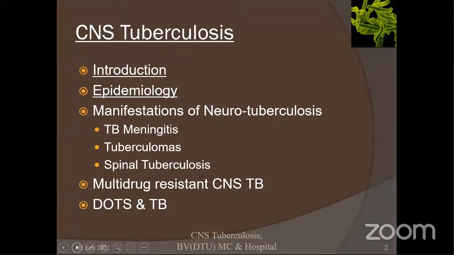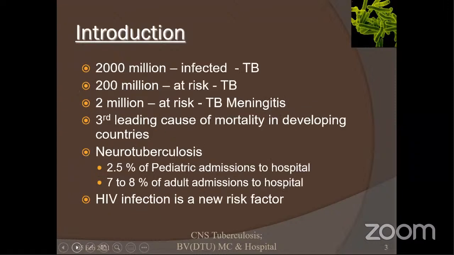The most important is the diagnostic criteria, how we come to a diagnosis when there is no gold standard test available to diagnose tubercular meningitis. As you know, 2000 million are infected every year by tuberculosis, and at least 2 million are at risk to develop tubercular meningitis out of the 200 million who are at risk for developing tuberculosis.